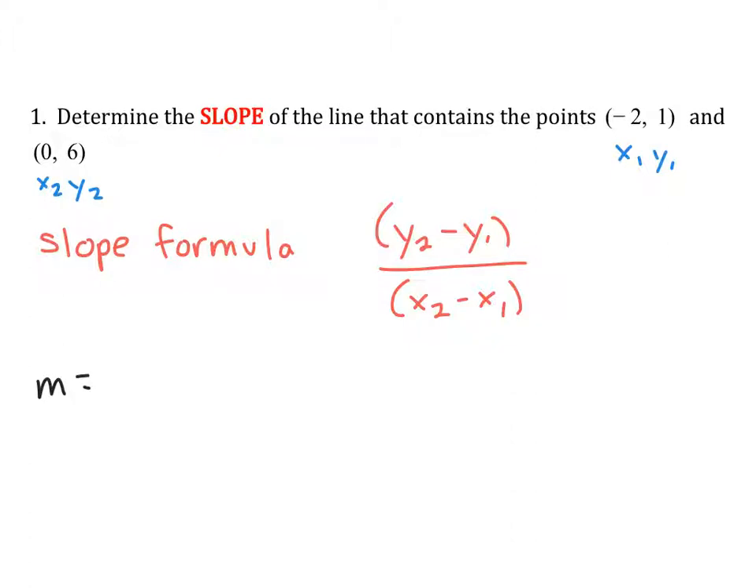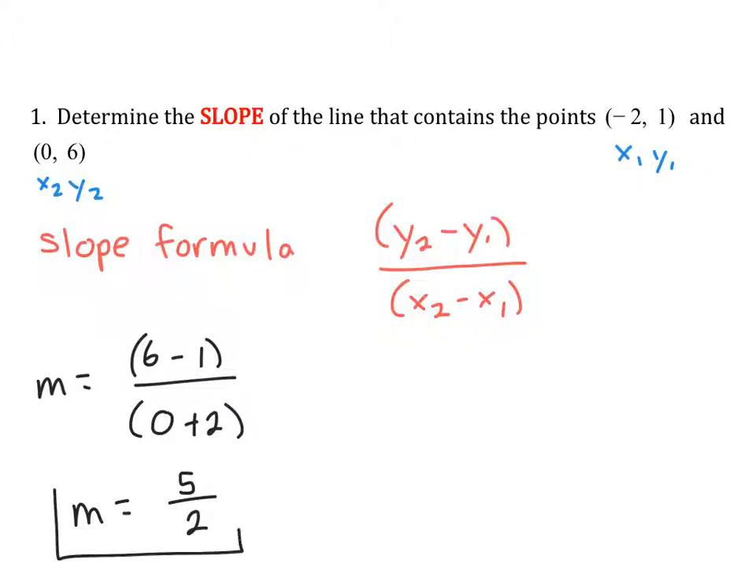So y2 is 6, y1 is 1, x2 is 0, x1 is -2, so I'm going to say plus 2. So always look out for times when you're going to be subtracting a negative, because of course that turns into a plus sign. And now all we need to do is simplify. So 6 minus 1 is 5, 0 plus 2 is 2. Our slope, which is always represented by the variable m, is 5 over 2.